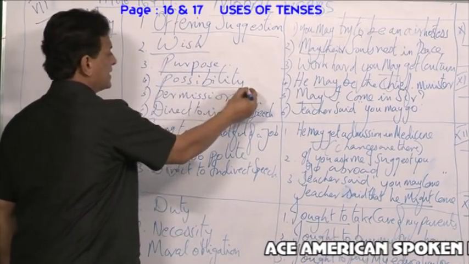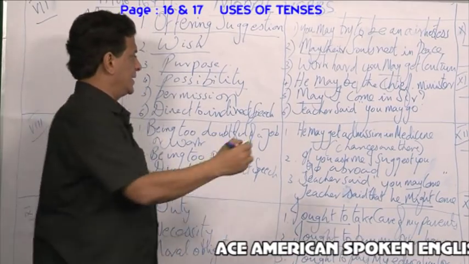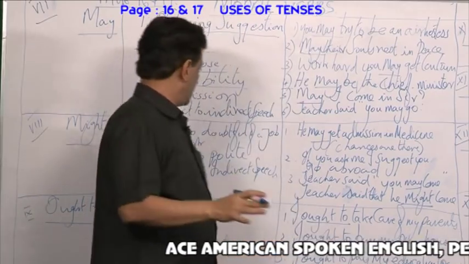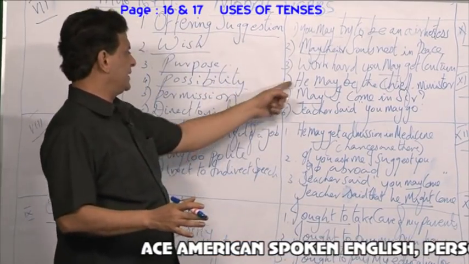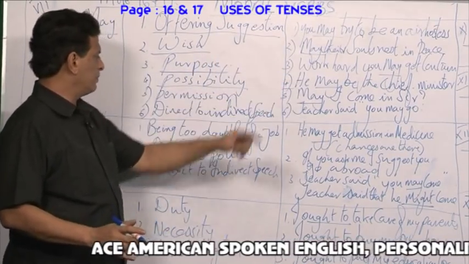The fourth place is possibility. Chances are there. High chances are there. He may be the chief minister. The possibility is there. He may be the chief minister. So the fourth place is possibility.